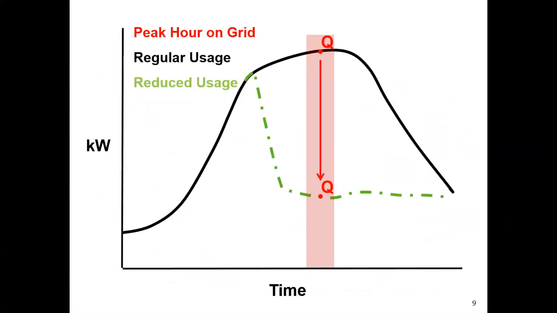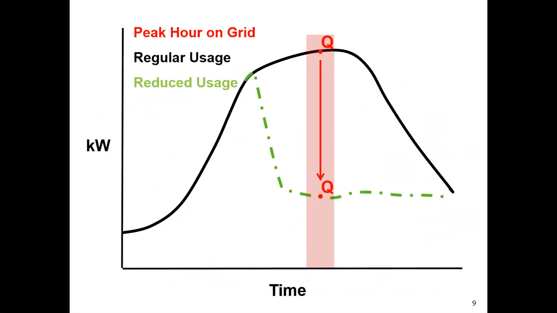And the quantity that you're being charged for is the quantity of demand that you have during the single highest demand hour on the grid for the whole year. So it might not be the single highest hour of demand in your building, but it's that hour on the grid. And so what you do during that one hour determines the quantity of demand that you're going to get charged for.